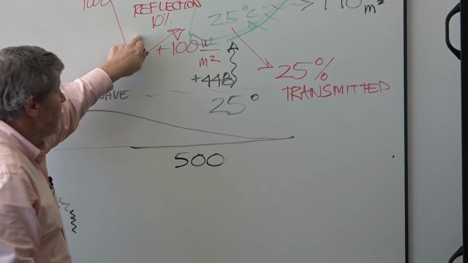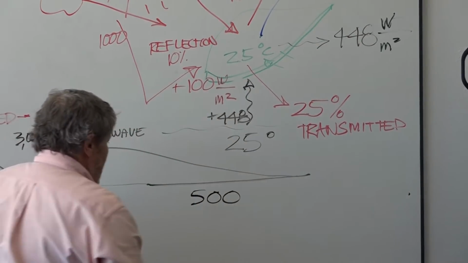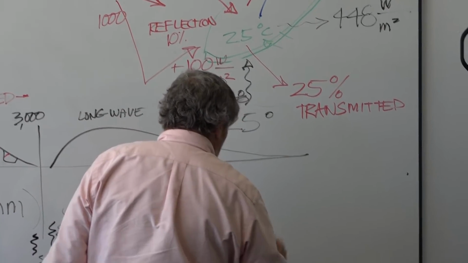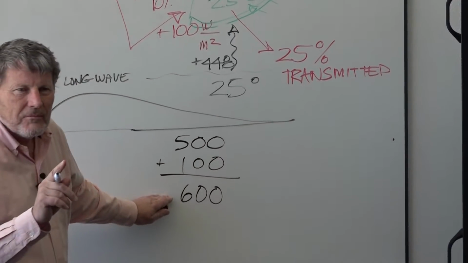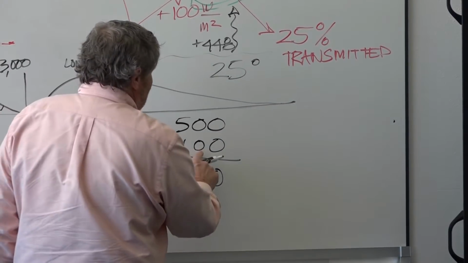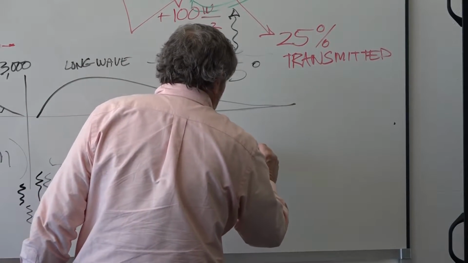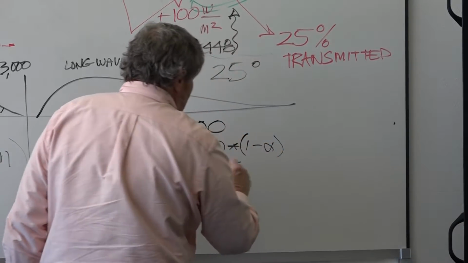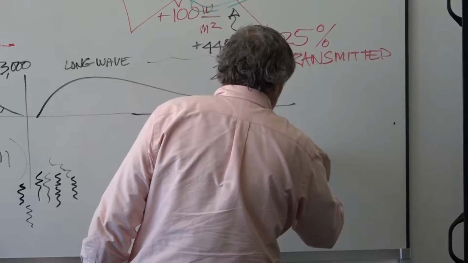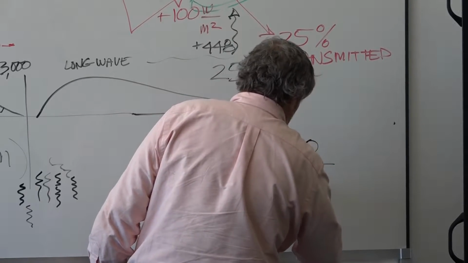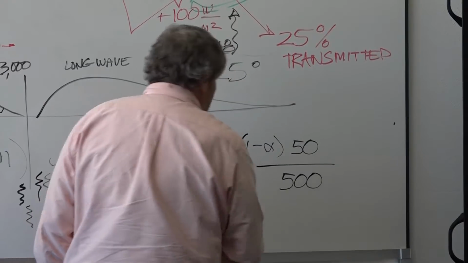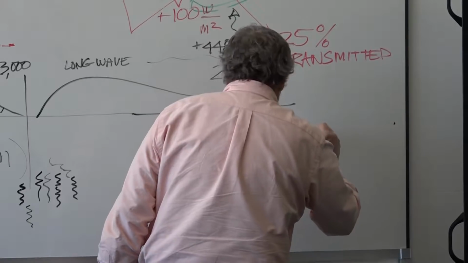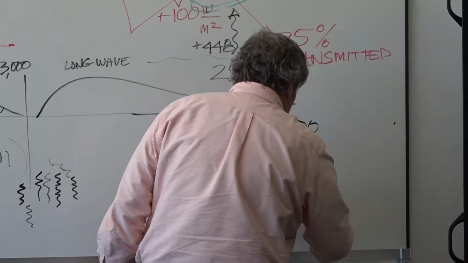This reflection right here is 100. And I said, well, we have 100, that means 600 watts are absorbed. But some people correctly said, wait a minute, this 100 is also times 1 minus the albedo. And so this really is 50, and the correct answer is 550, thank you. 500 plus 50, 550.